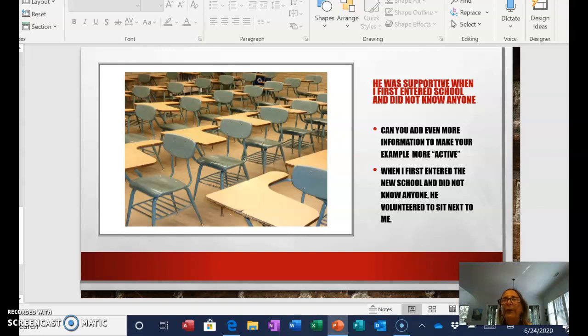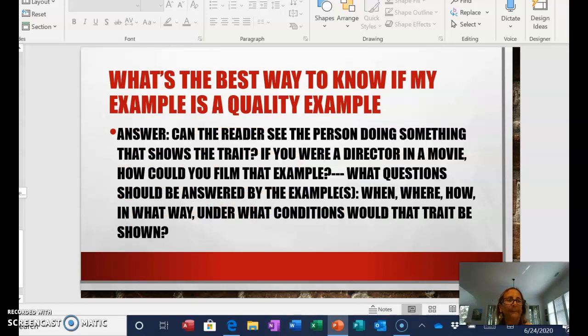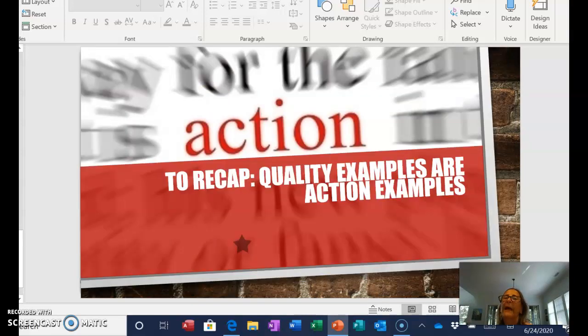He was supportive when I first entered school and I did not know anyone. That almost serves as a good first topic sentence, but could you add even more information to make that example shine and become more active? When I first entered the new school and did not know anyone, he volunteered to sit next to me. Aha, we can see that in action. He's sitting at a desk near your desk. Action, people. To recap, quality examples are action examples.